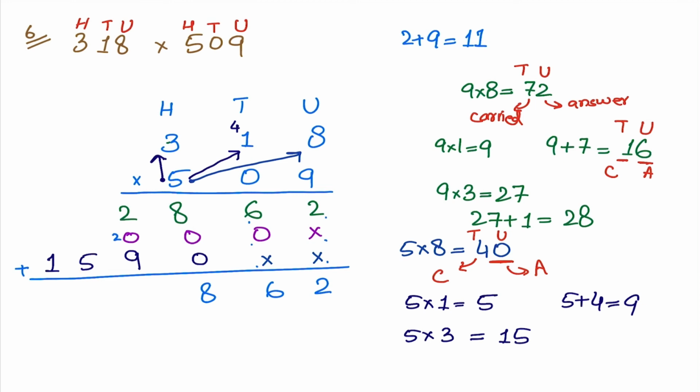Here we have 2-digit numbers. This is units, this is tens. So unit digit will be written here in the answer space and tens digit will be carried here. Then we have 1 plus 5 is 6, and then we have 1. Okay? Hence, the result of multiplying 318 with 509 is 161862.